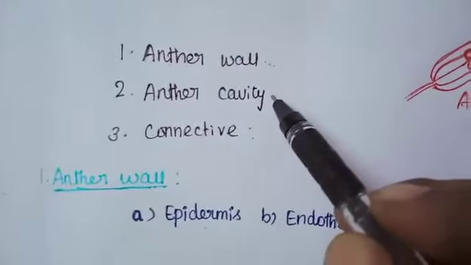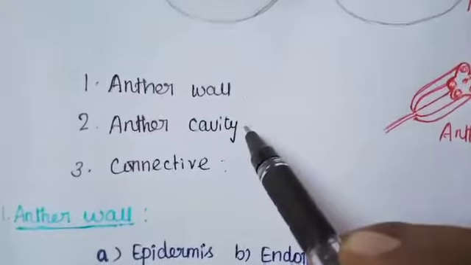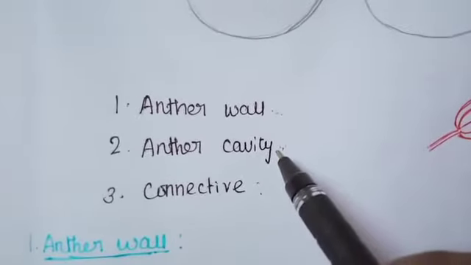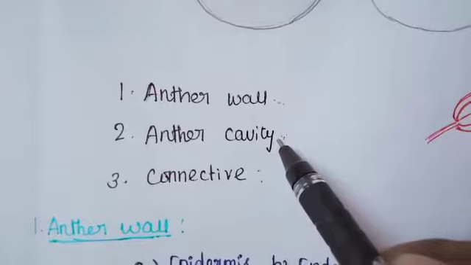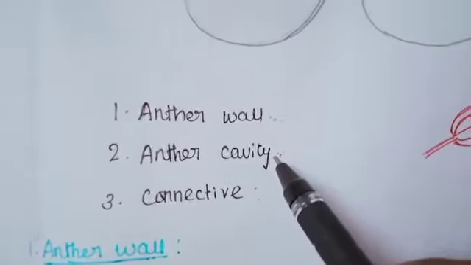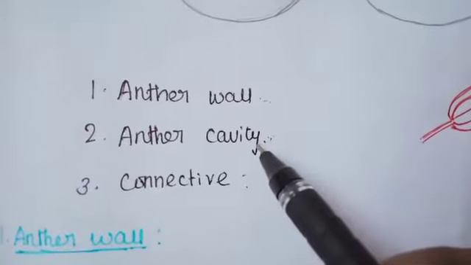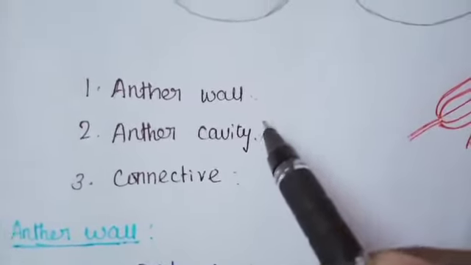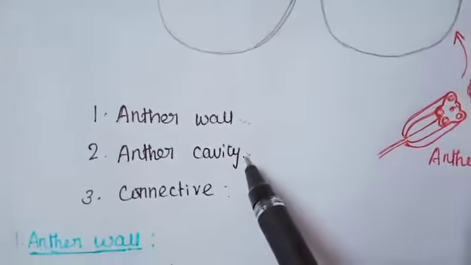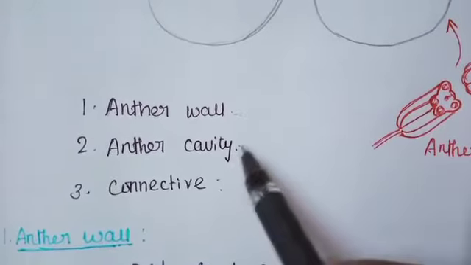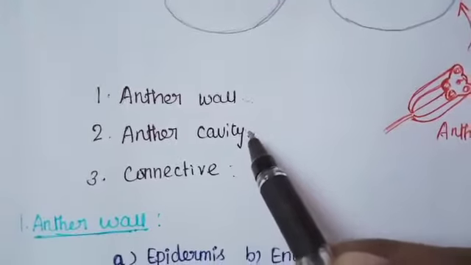Next, anther cavity. The anther cavity is filled with microspores in the young stage. At maturity, they are called pollen grains. The meiotic division of microspore mother cells gives rise to microspores, which are haploid in nature. Usually the result of meiotic cell division is haploid cells. So haploid microspores will be produced from the microspore mother cells.